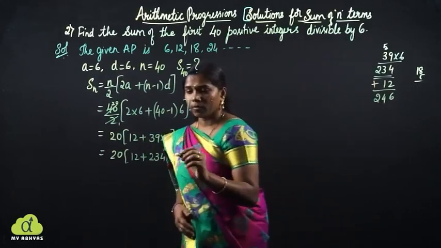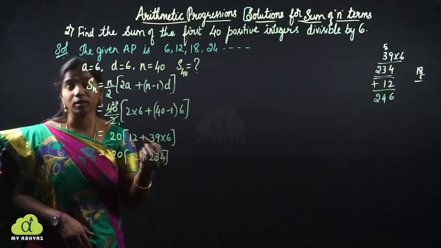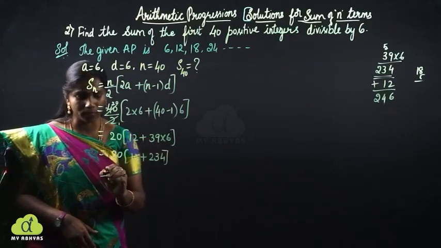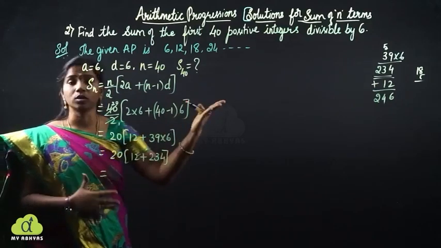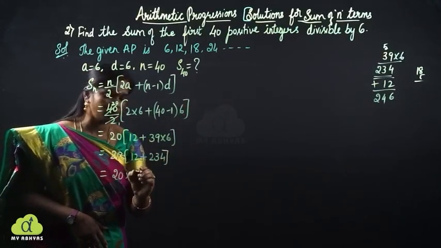So, though it is simple, you have to do the working. Okay. If you are very confident and very thorough with the fundamental operations, you can go ahead, no problem. But it is well and good if you show the working column. Okay. It is 20 into 246.